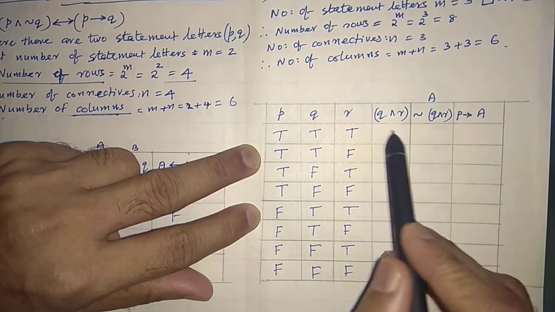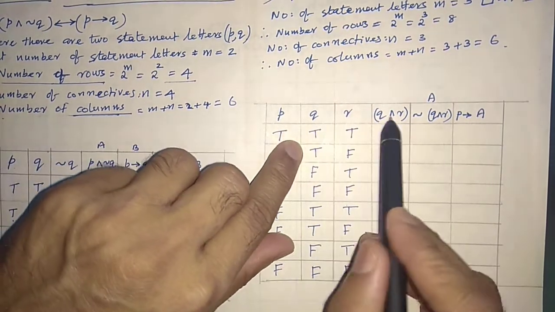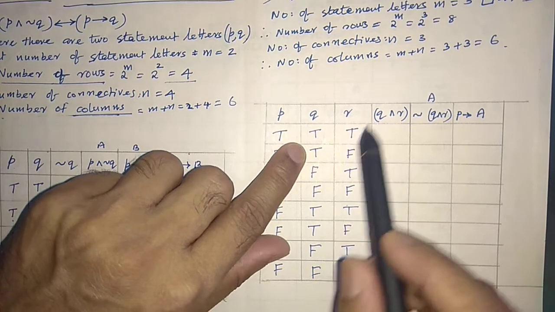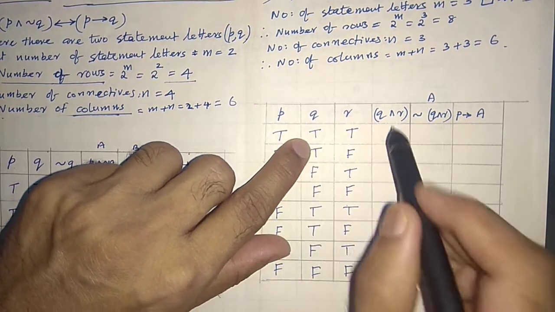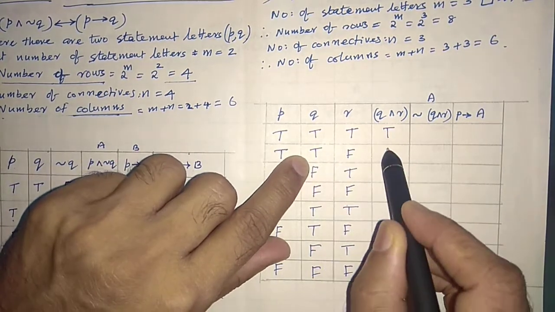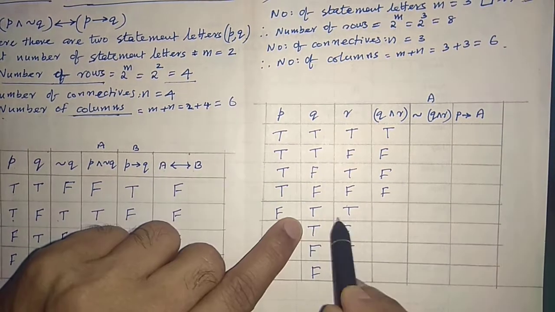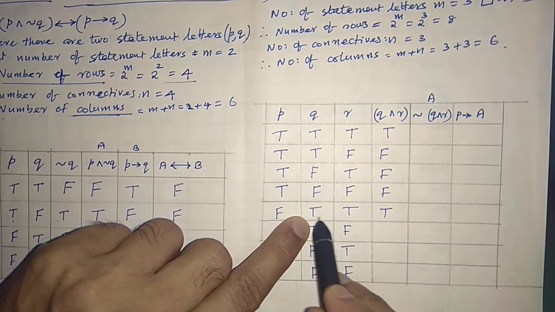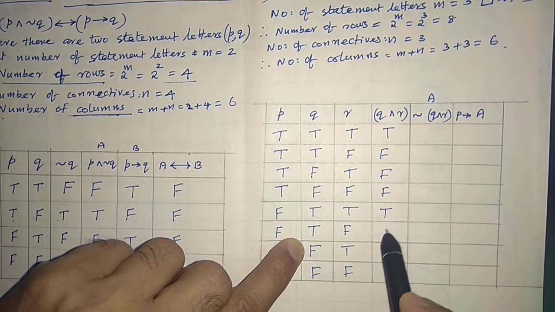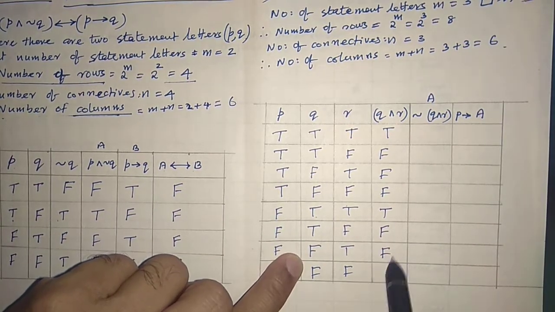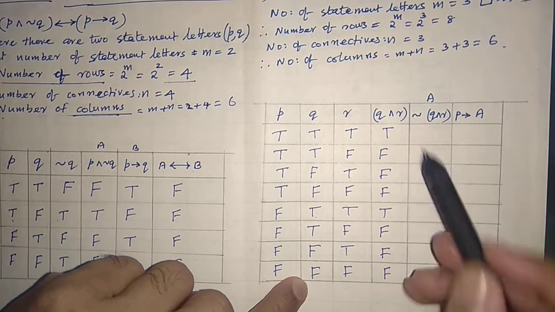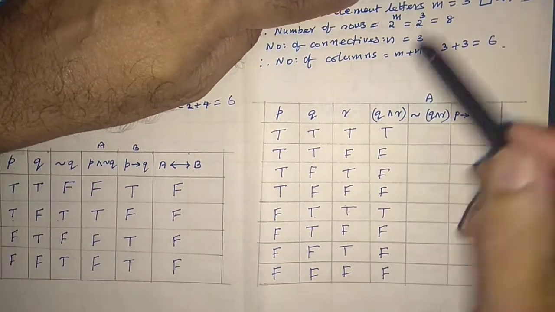Both should be T, then only T. Q and R conjunction. T, T gives T. Both are not T, so F. Here also F. Here also F. Both are T, therefore T. These two T, T. Both are not T, so F. Here also F. Here also F. We made Q conjunction R.